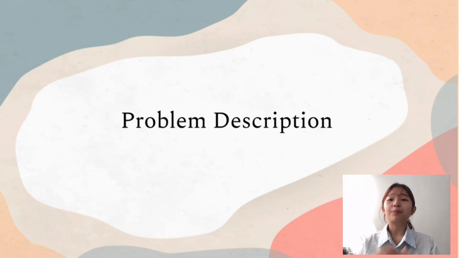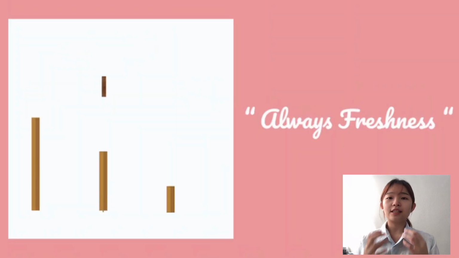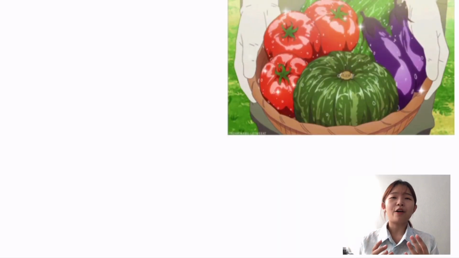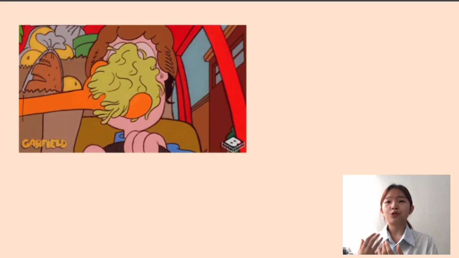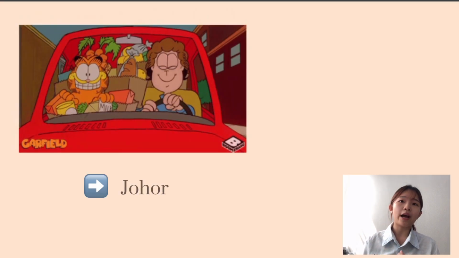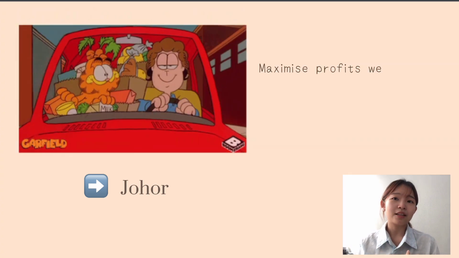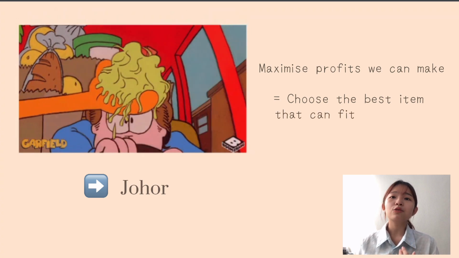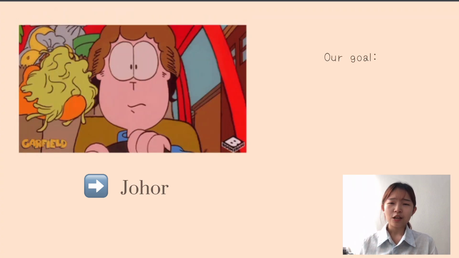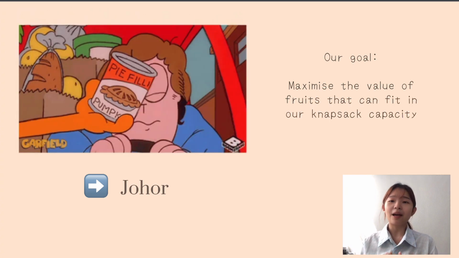Now I will brief about the problem description of our assignment 4. We actually own a business company named Always Freshness. This is a company that supplies a wide array of fruits and vegetables in Malaysia. We are now planning to deliver some fruits to one of our retailers in Johor by our own van transportation. Since our net weight is limited and we wish to maximize the profit that we can make, we need to choose the best items that will fit.